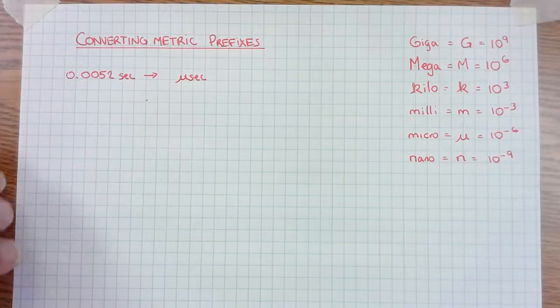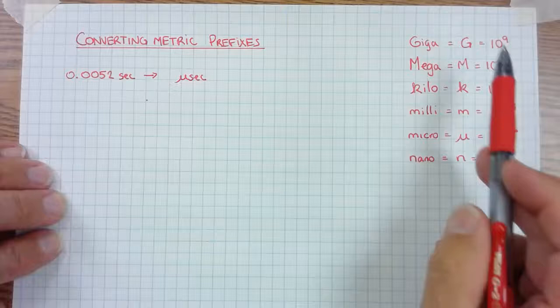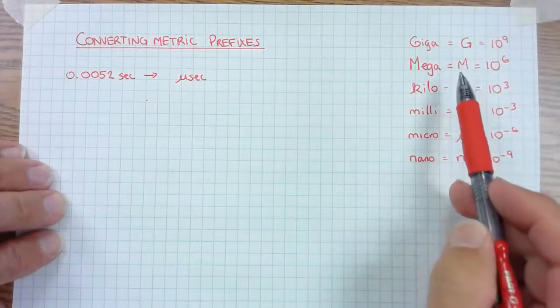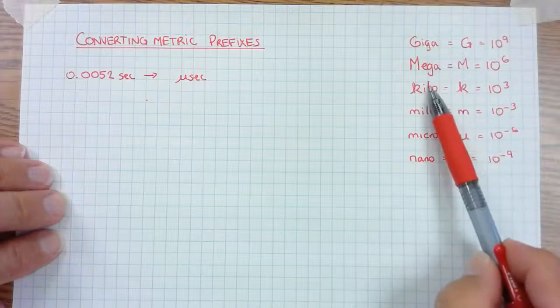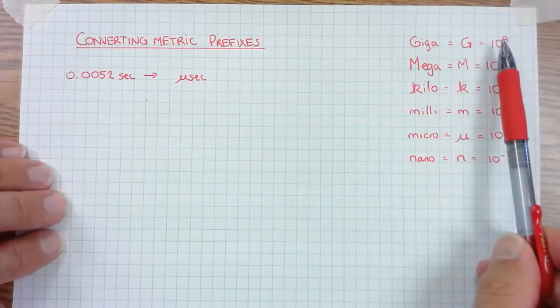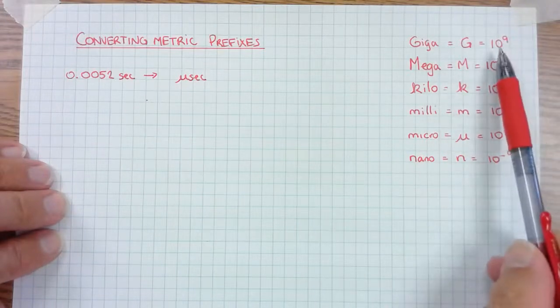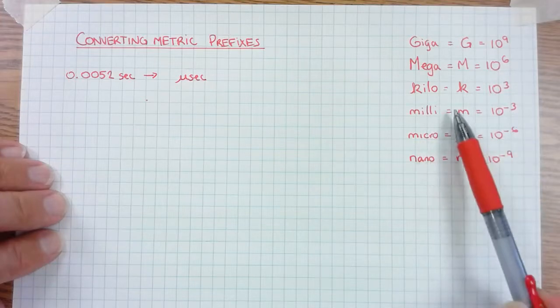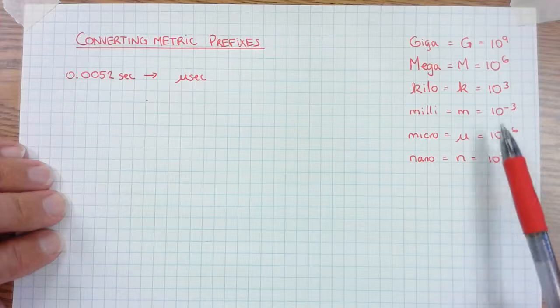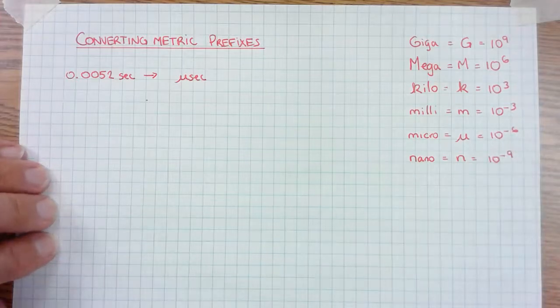Okay, this is a quick tutorial on metric prefixes. Over here we have our metric prefixes. There are only 6 that are commonly used. Giga, mega, and kilo all represent numbers greater than 1: 10 to the 9th, 10 to the 6th, 10 to the 3rd. And milli, micro, and nano are numbers that are less than 1: 10 to the negative 3, 10 to the negative 6, and 10 to the negative 9.